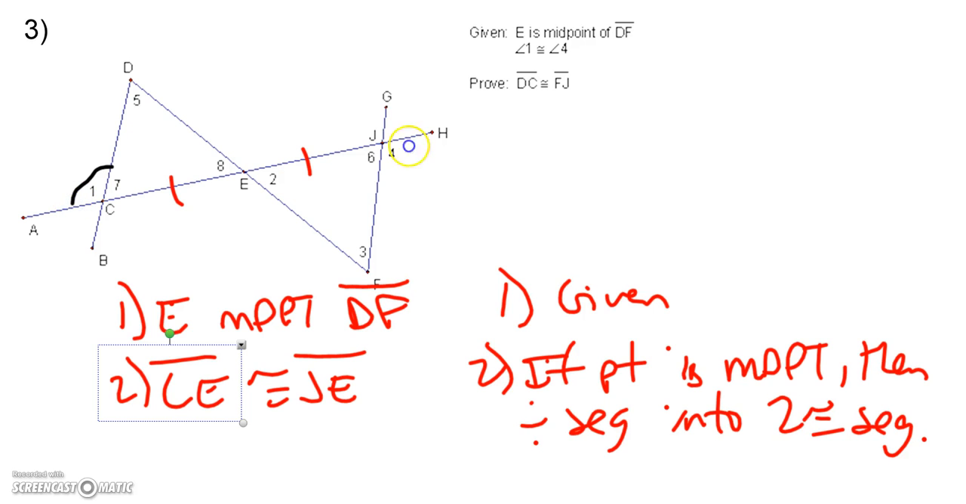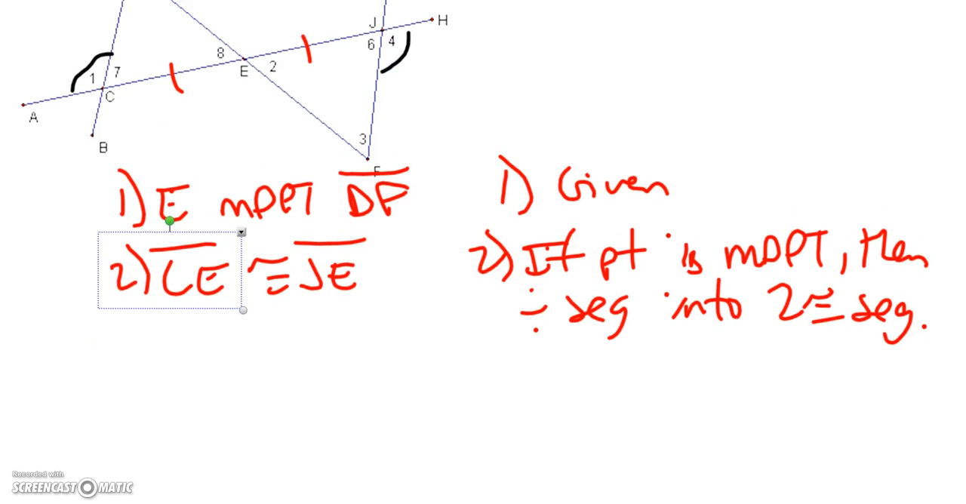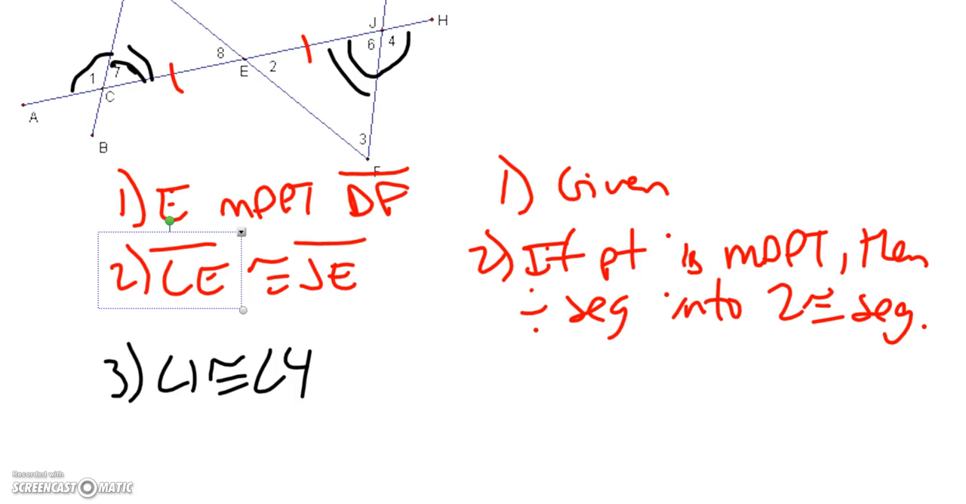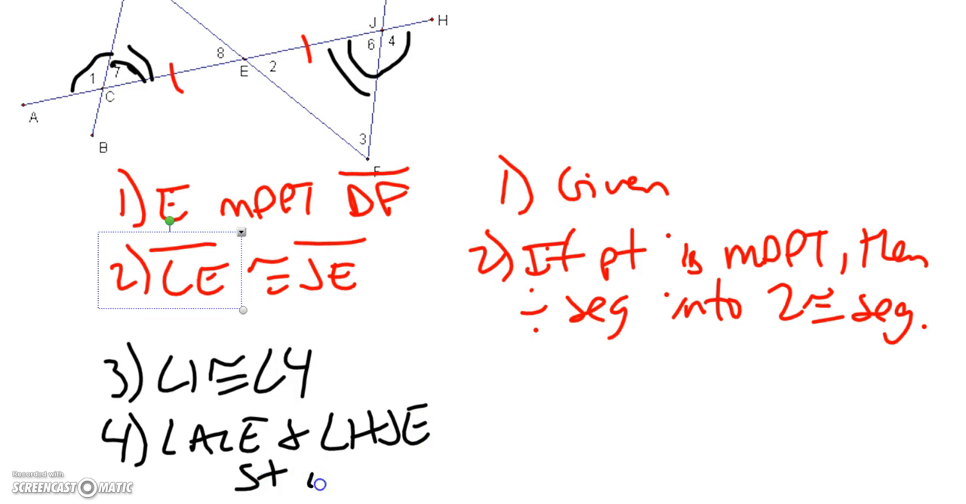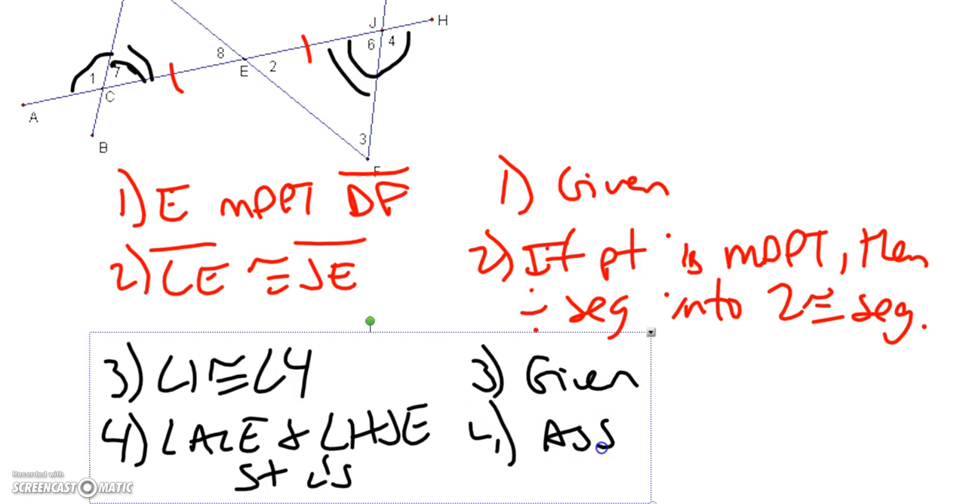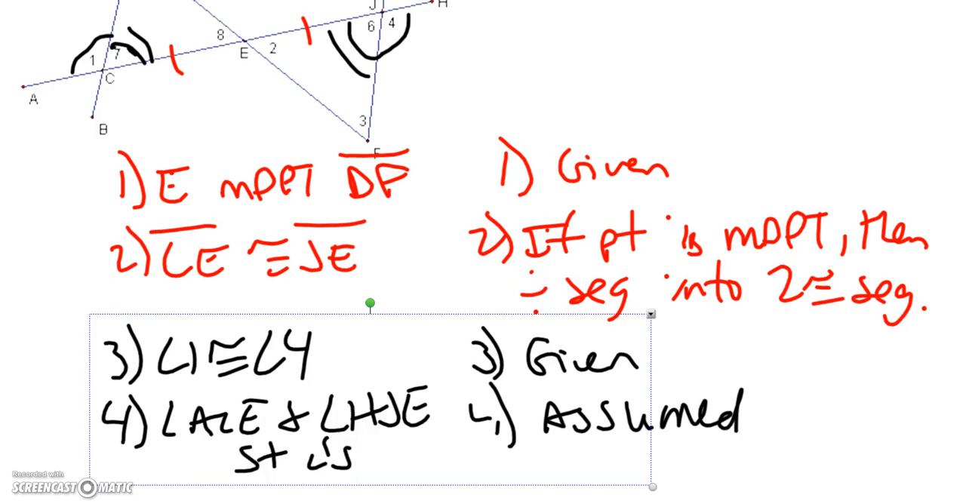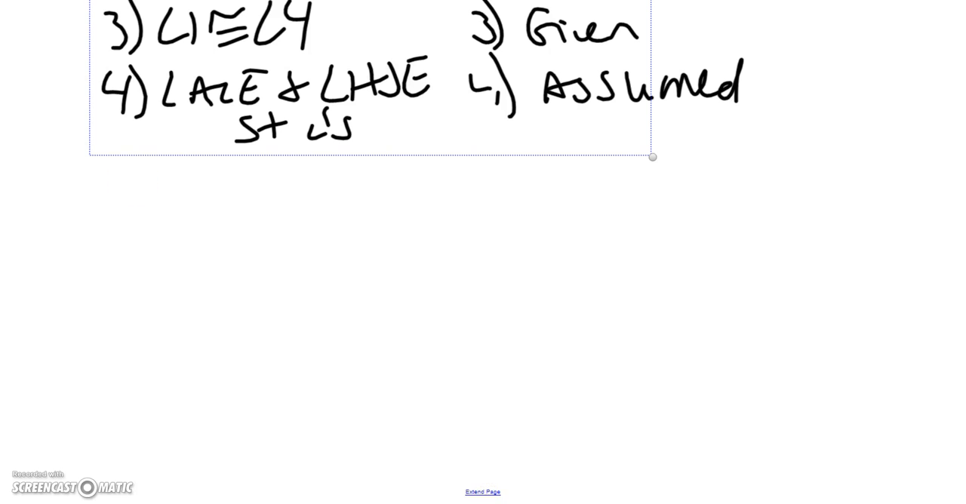Look at our next given saying that 1 and 4 are congruent. 1 and 4 being congruent does not currently give us anything that is in our triangle. But I can see that the angles that are right next to them point to there first. So I need to pick two separate triangles, angle ACE and angle HJE, straight angles. And that is assumed because once I say the straight angles, I can say that two angles are supplementary to each other, 1 and 7 and 4 and 6.